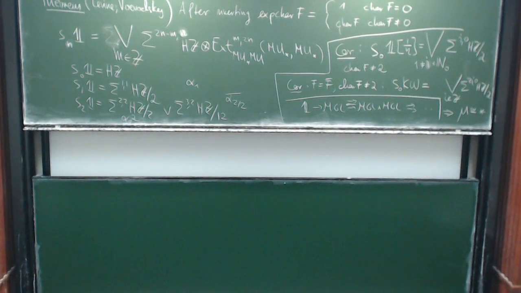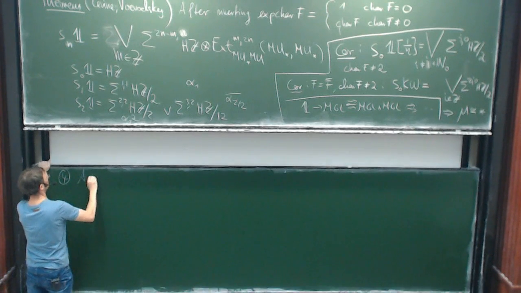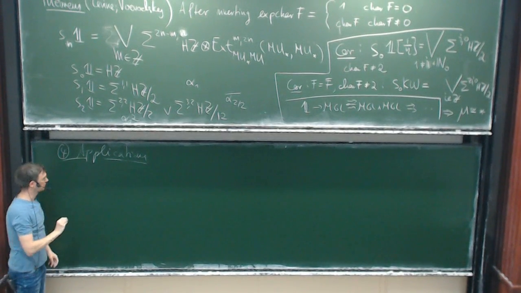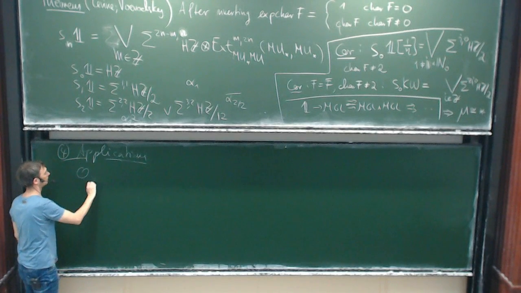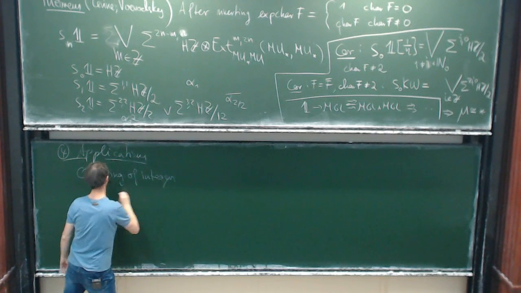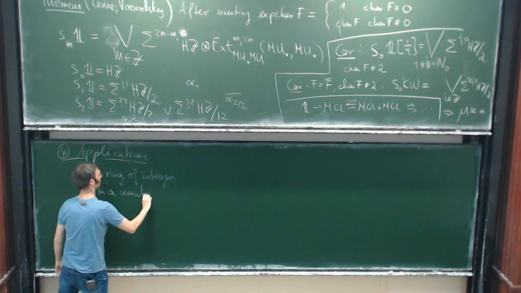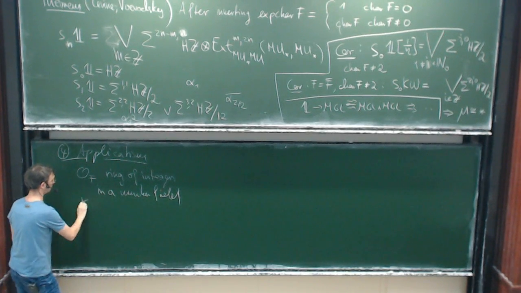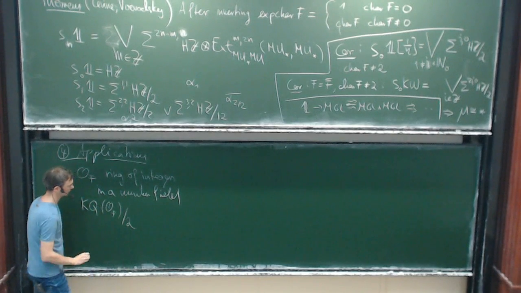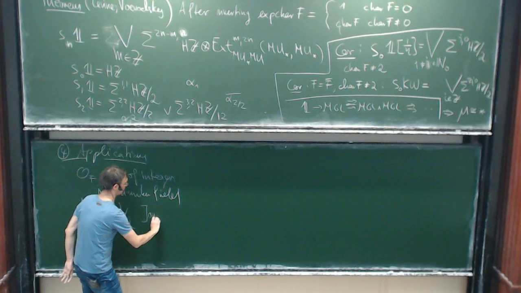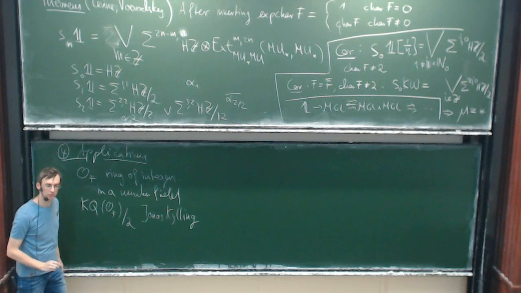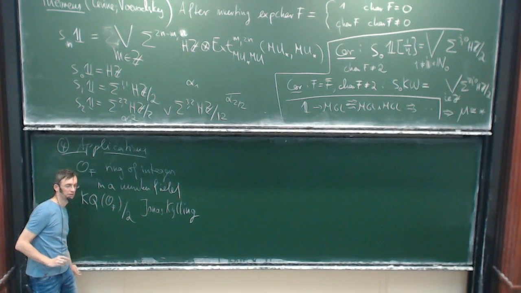So section 4, applications. One can do computations. For example, take the ring of integers in a number field, and one can compute KQ of this, mod 2, say. And this has in fact been pursued by a PhD student of Paul Arne. Did I write his name correctly?